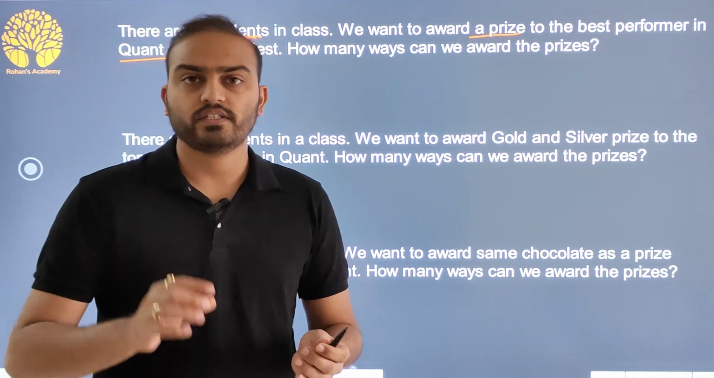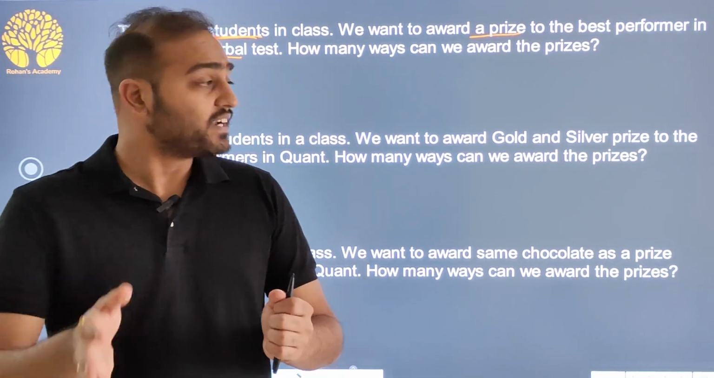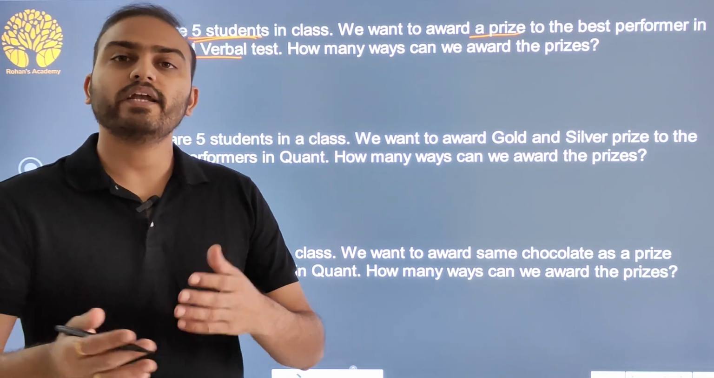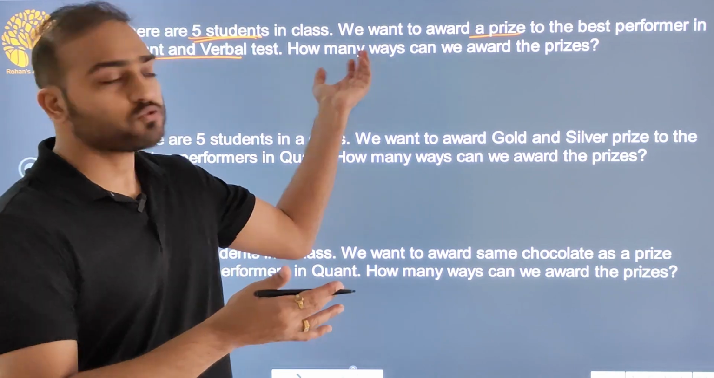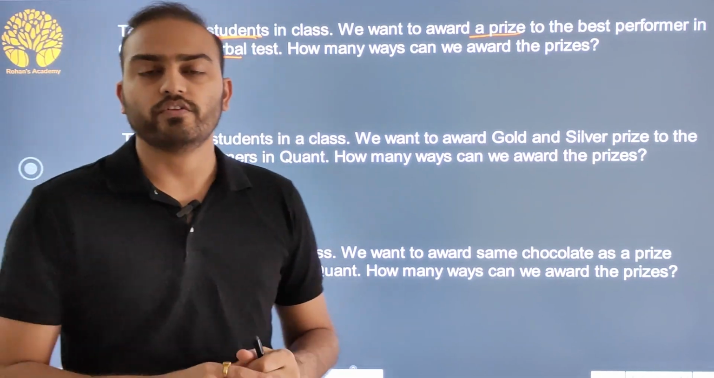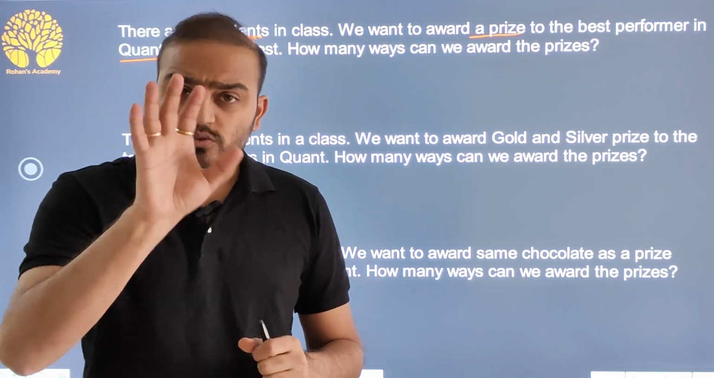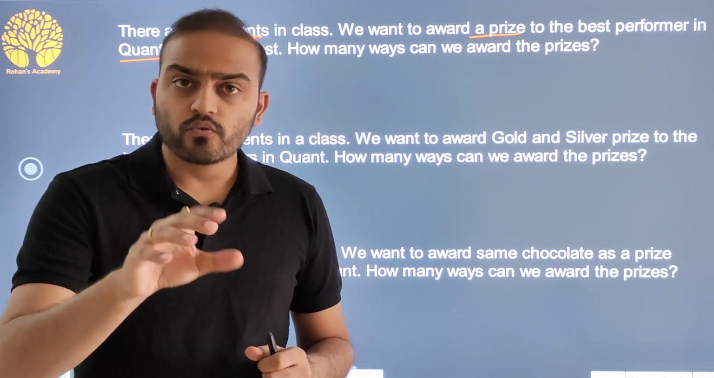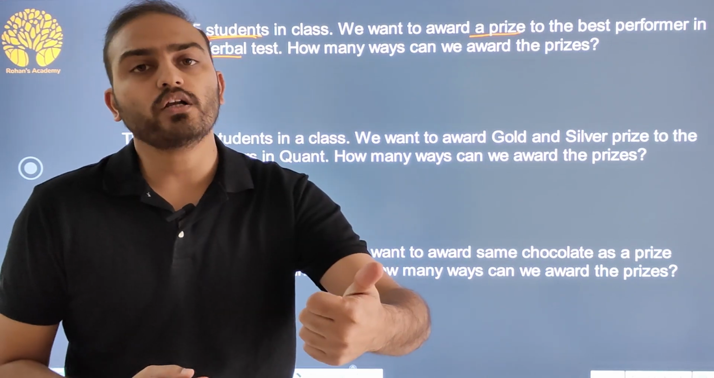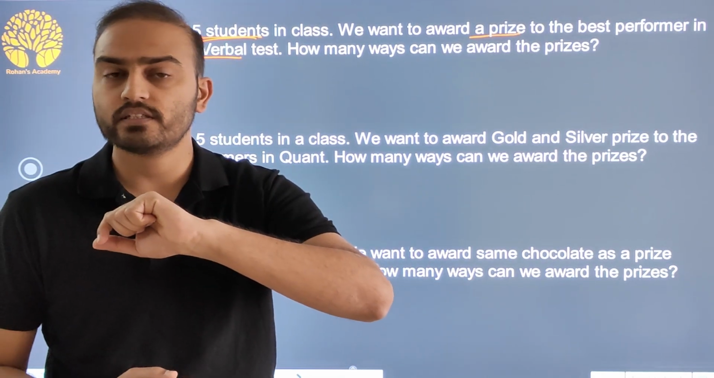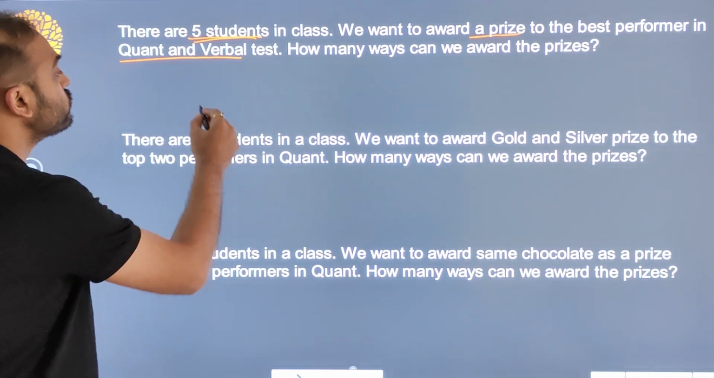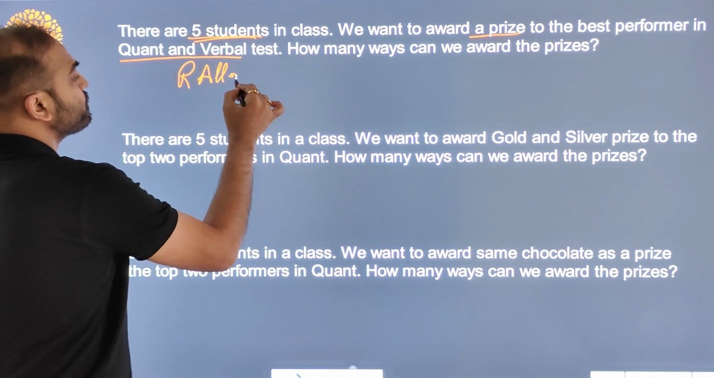Say you are one of those students. Interestingly, you'll be happy to know that we only take 5 students per batch, so you could be part of the batch. Now we have taken a test. Just think for yourself: can you win both the prizes? Is it possible that you win the prize in the quant test and also win the prize for the verbal test? The answer is yes. The same person can win both the prizes. So this is what is called repetition allowed.